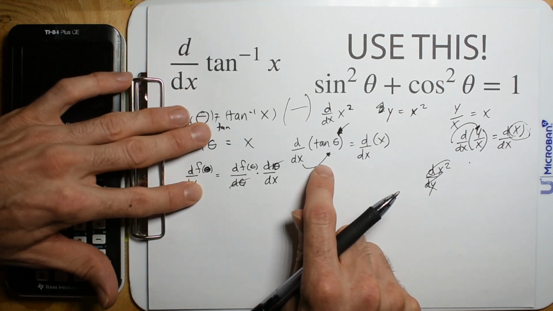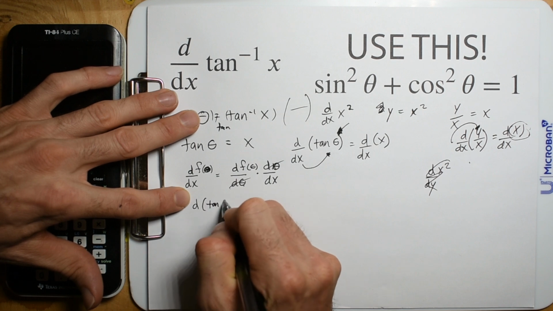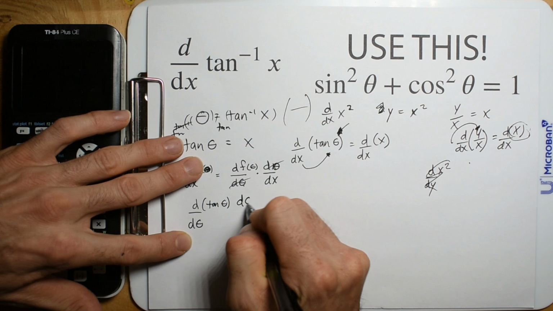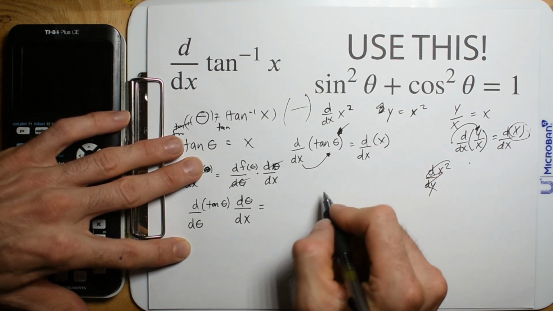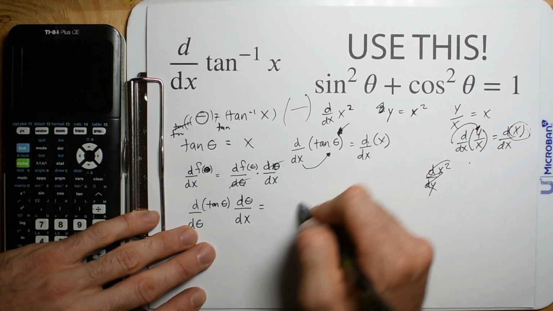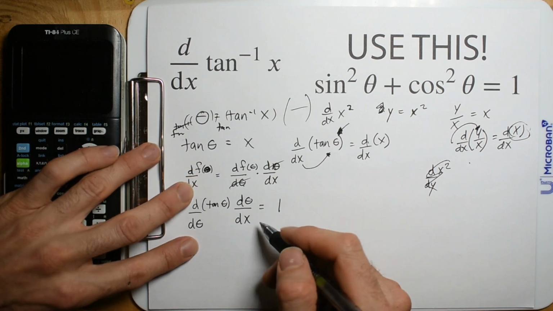Alright, so this becomes the derivative of tangent theta with respect to theta, and then multiplied by the derivative of theta with respect to x. This is the same over here, and we can even just do this one at this point. Derivative of x with respect to x is just 1. Alright, hell yeah. And then we go back to writing this.